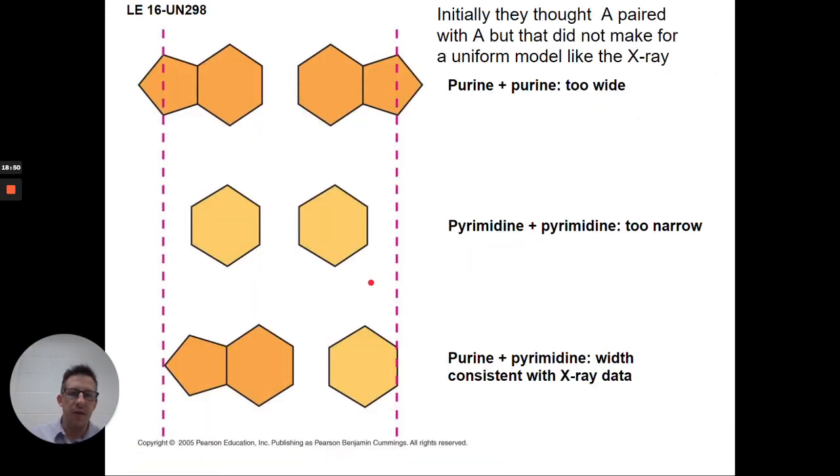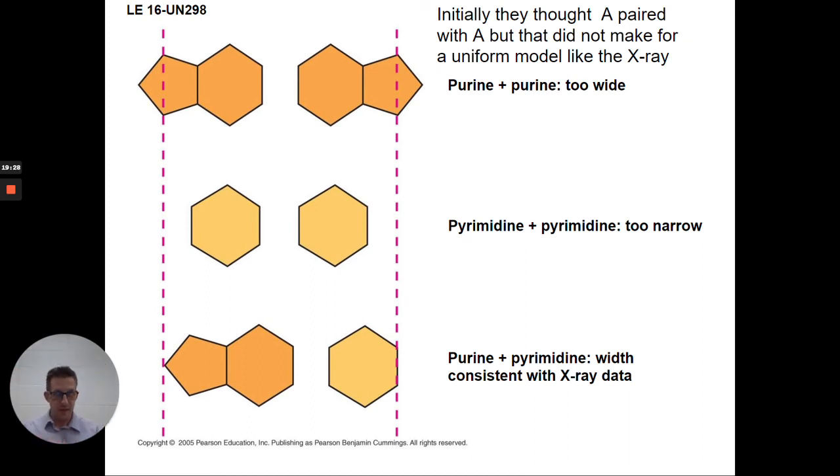One of the things that was noticed in the analysis of these X-ray pictures is that the DNA molecule was of uniform width, meaning that everywhere you looked, it was the same width no matter what. It didn't do an hourglass or something like that. They knew that there were these nitrogenous bases, the purines and the pyrimidines, and that they were in the middle, but they had to figure out how they matched up.